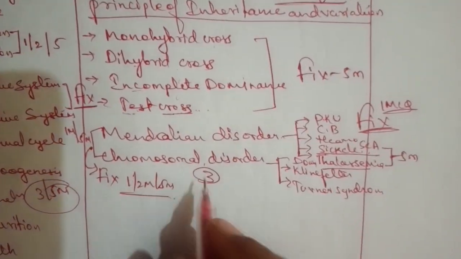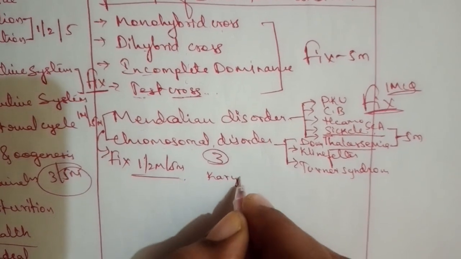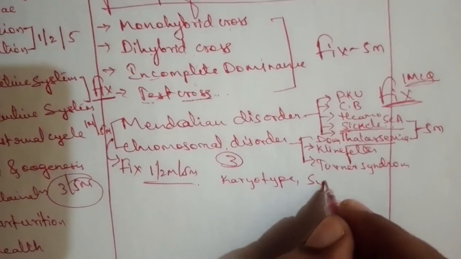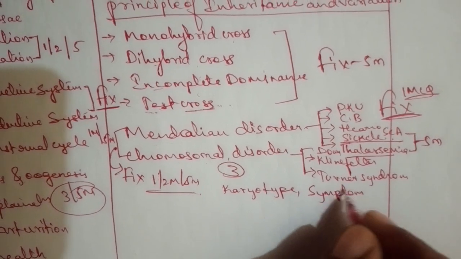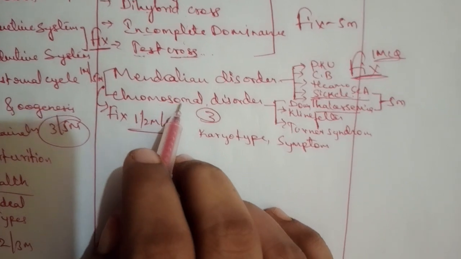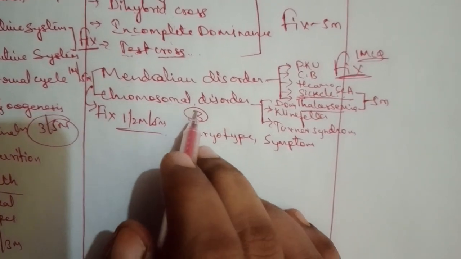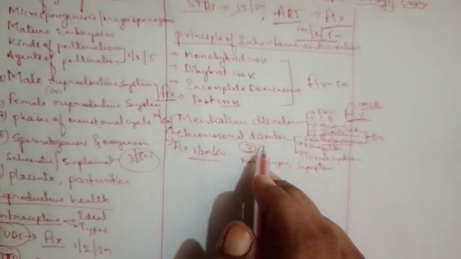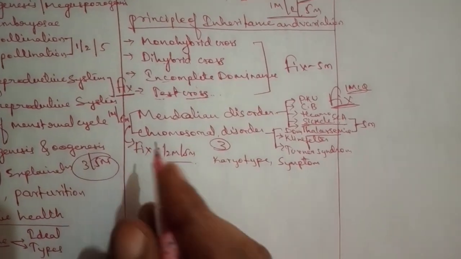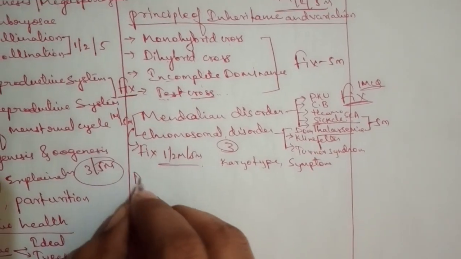Here you are going to write the karyotype along with the symptoms, they will ask. Got it? So here it is also for 1 mark, 2 marks, 3 marks questions that can be asked from the chromosomal disorders. So followed by that, after this chapter, the next chapter is molecular basis of inheritance.